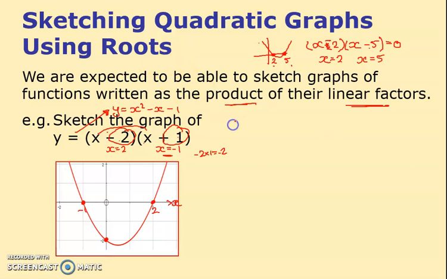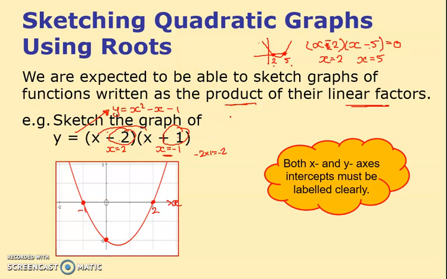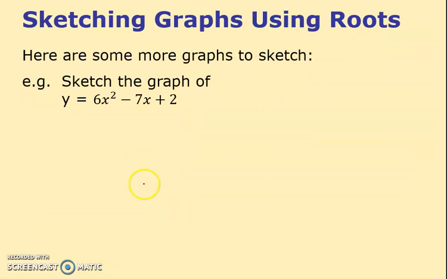So let's look at another one. Both x and y axis intercepts must be labelled clearly. So yes, you must show them. You can't just assume people know that they cross at these places. You need to show where these cross. So notice I did in each case, I showed all 3 points. So here's my next one.